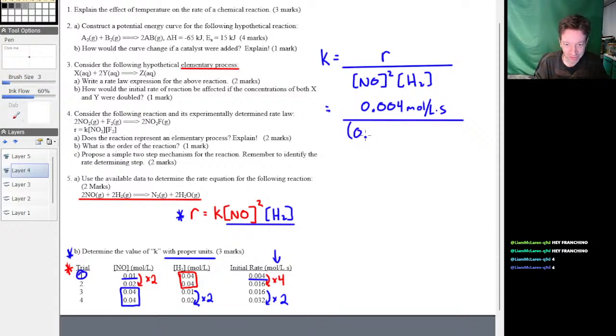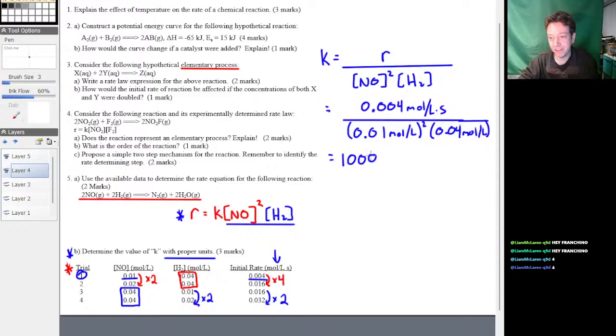So we got 0.01 squared. Don't forget the squared. Actually, let's put in our units too. Don't forget the units. The units are moles per liter. And then for hydrogen, we have 0.04. Again, moles per liter. Then, this is the point where I need my calculator. So 0.004 divided by 0.01 squared times 0.04. 1,000. That's a nice number.